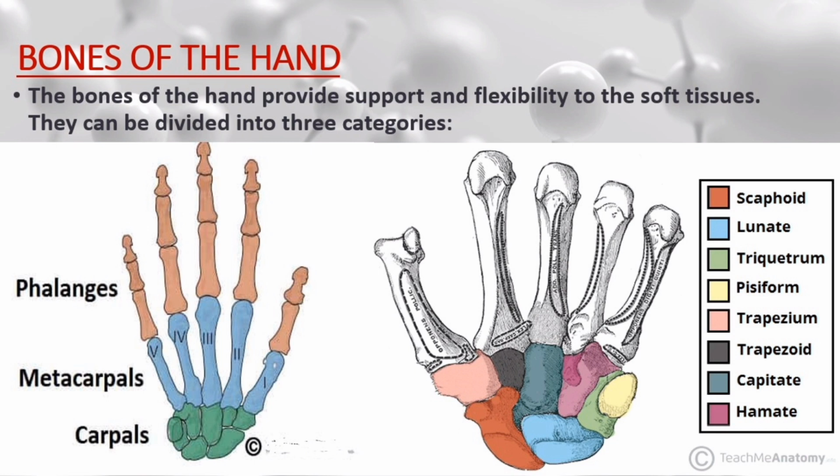In the distal row, all of the carpal bones articulate with the metacarpals. The metacarpal bones articulate proximally with the carpals, and distally with the proximal phalanges. They are numbered, and each associated with a digit, e.g. metacarpal 1, thumb. The phalanges are the bones of the fingers. The thumb has a proximal and distal phalanx, while the rest of the digits have proximal, middle and distal phalanges.